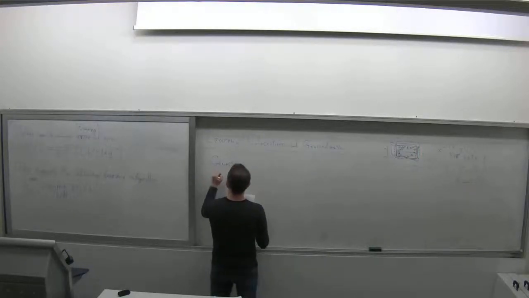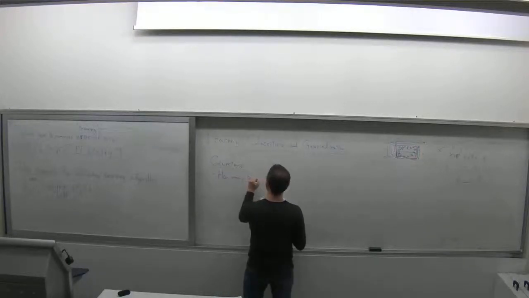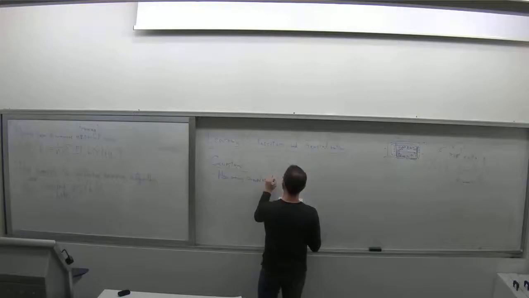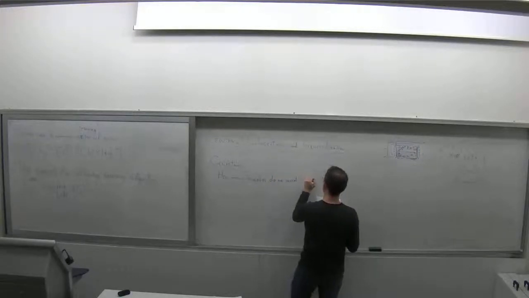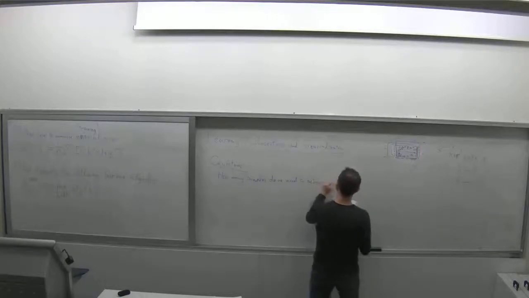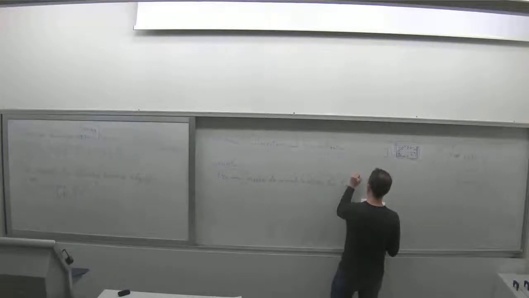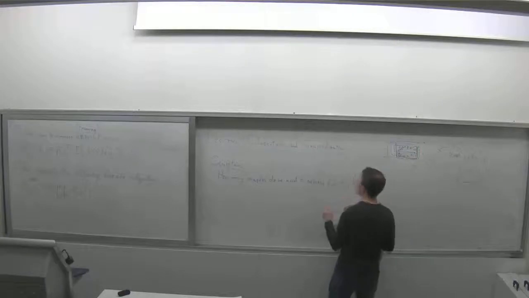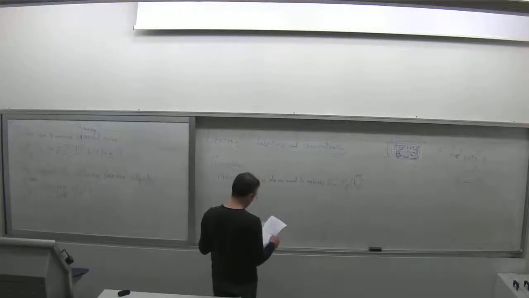So here are some questions. How many samples do we need to achieve low generalization error? So this will be ERM. If we learn with ERM, how many samples do we need to achieve low generalization error?